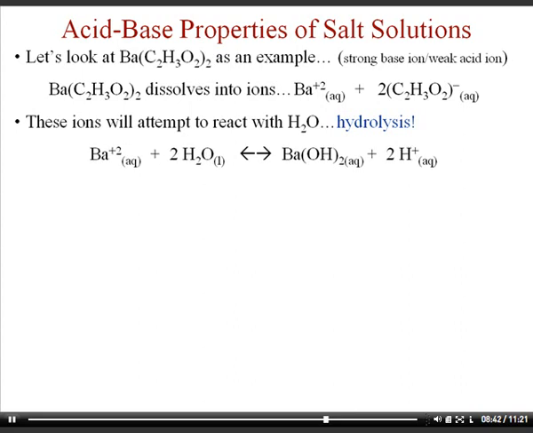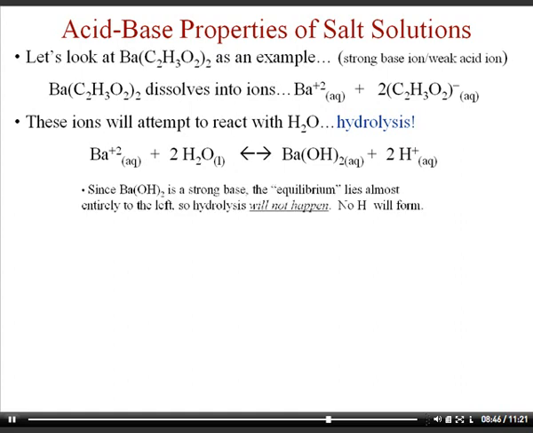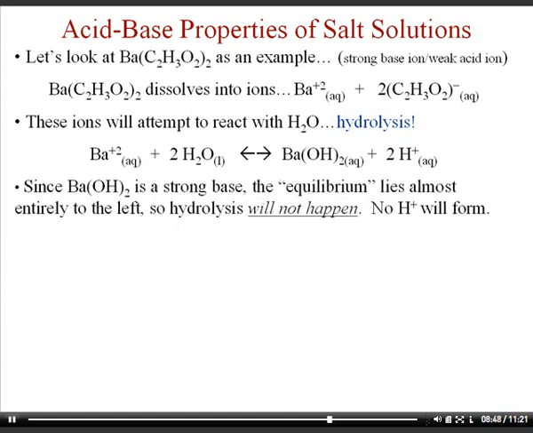Now, the first ion is barium. When barium tries to react with water, it forms barium hydroxide. But barium hydroxide does not exist in an equilibrium. It's one of our strong bases. So there's no way that barium hydroxide can form. Well, if barium hydroxide can't form, then there's not going to be any hydrogen ions in the solution to make it acidic. So a barium ion, when it's in water, cannot undergo hydrolysis, so it's a neutral ion.